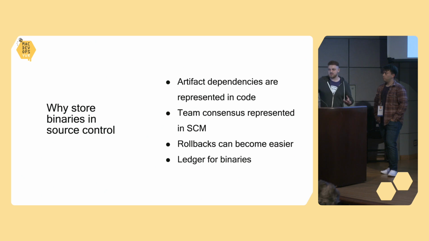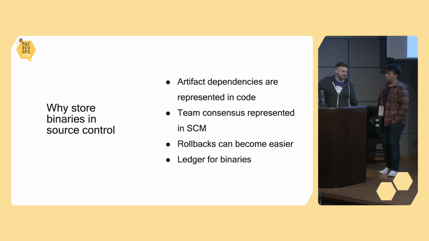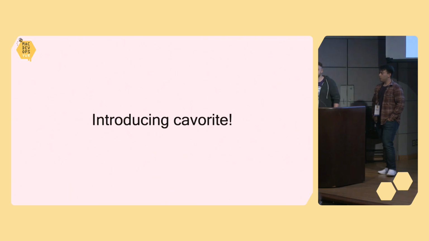And that also gives you team consensus defined in source control. If we decided we're going to upgrade to a certain version of a package, we can just see that in the Git history. That also helps make things like rollbacks easier, because you can see when something changed and how to go back in case you broke something. In general, it's just a ledger for decisions that have been made over time. And yeah, you don't have to argue about it. You can just git blame. More GitOps. Right.